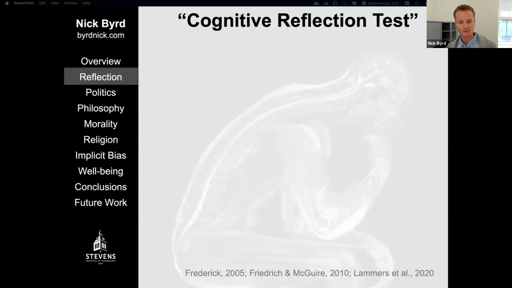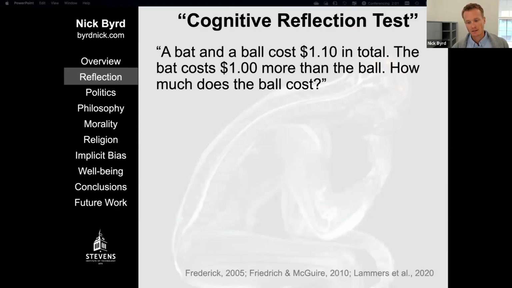So before we get into the chatbot exercise involving some argument mapping, I want to mention a potentially major difference between the free chatbots on offer. To illustrate the point, I need you to consider a question from the famous cognitive reflection test. A bat and a ball cost $1.10 total. The bat costs $1 more than the ball. So how much does the ball cost?